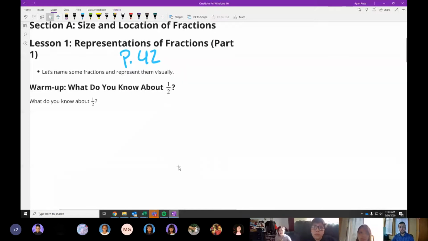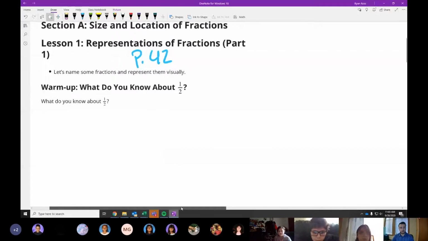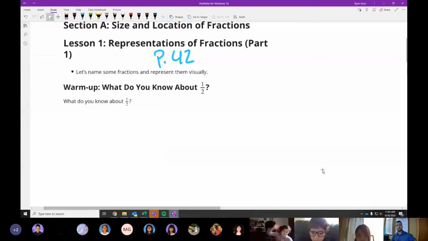What do you know about 1/2? I only see 2 hands up right now. I want to see some more hands. I know you guys know what 1/2 means. I know that you have seen 1/2 in the world around you. I want to hear some of your thoughts.